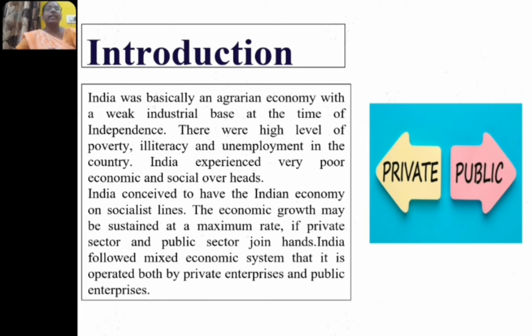India was basically an agrarian economy, which means agricultural economy, but industry was weak in the period of independence. There were high levels of poverty, illiteracy and unemployment in our country, with poor economic and social overheads. To achieve economic growth, they started to join hands with public sectors and private sectors. India follows a mixed economic system, so they operate both public enterprises and private enterprises.